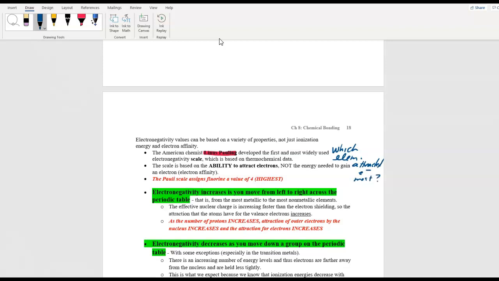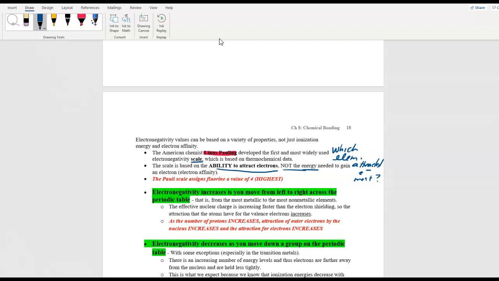And you notice on the periodic table that there's one side that's more attracted than the other, okay? And it's based on what's called a scale. It's an ability. So the scale is based on the ability to attract electrons from other atoms. It has nothing to do with energy, not energy to gain it, because that's electron affinity.